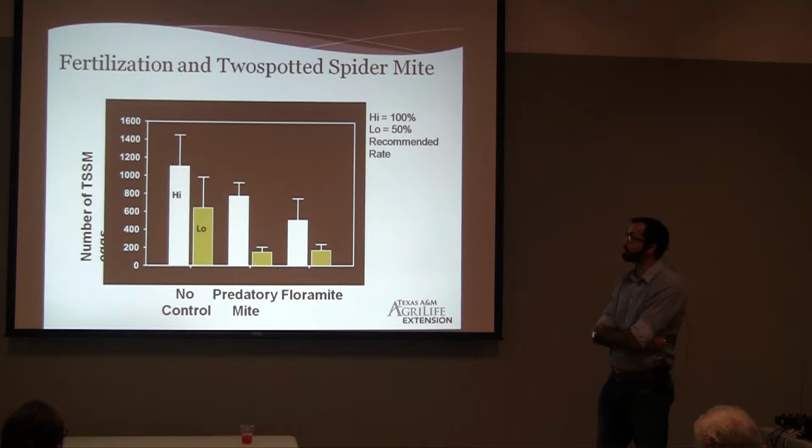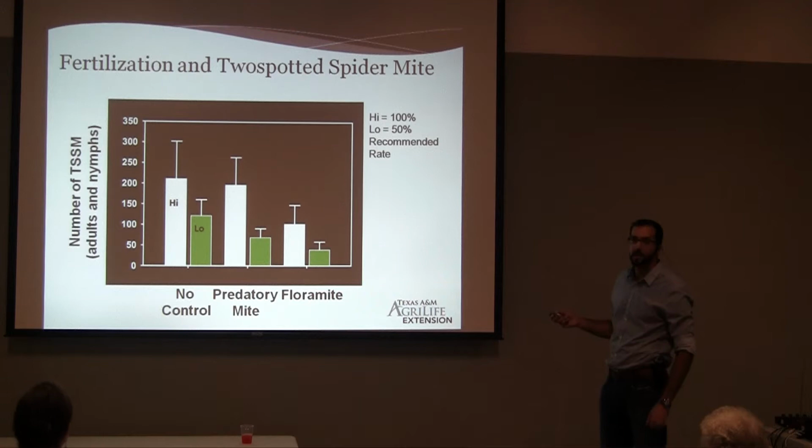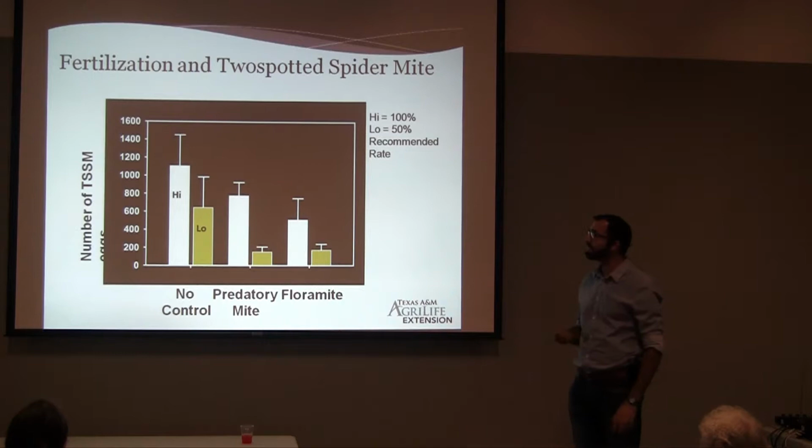Now, this is the egg data. If you look again, if you're using it with predatory mite or you're using it with fluoromite, these are pretty tight. So that's pretty clear. And if you're looking at how it affects the adults and the nymphs as well, you can see that it's relatively tight. But you are right, there is quite a bit of variation there. But again, even if they were the same, you're using half the amount of fertilizer.